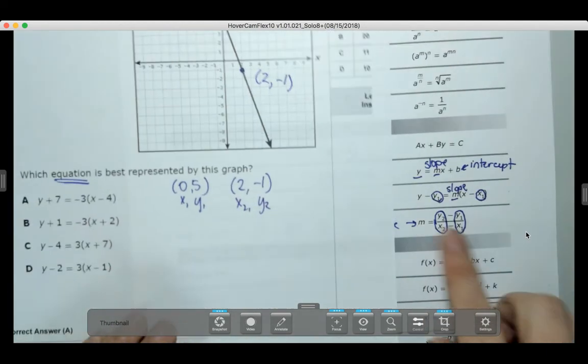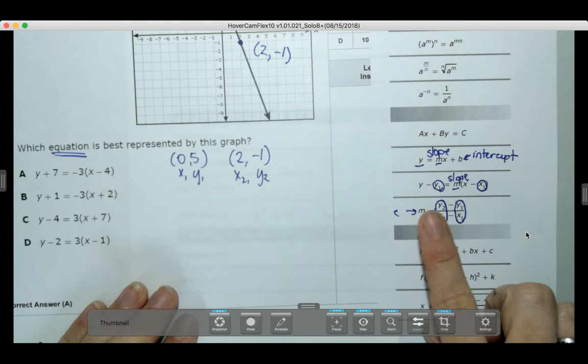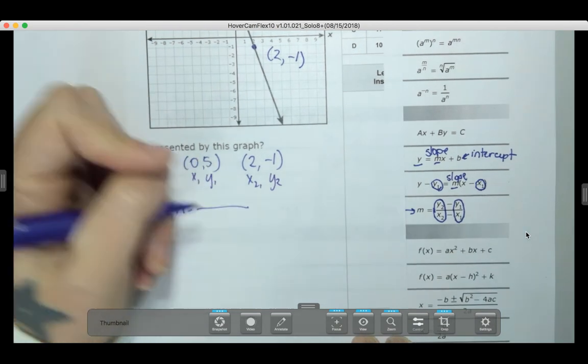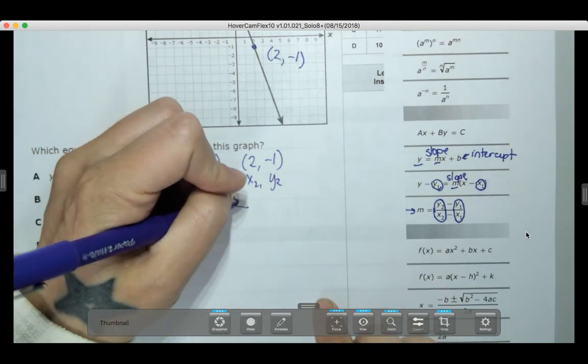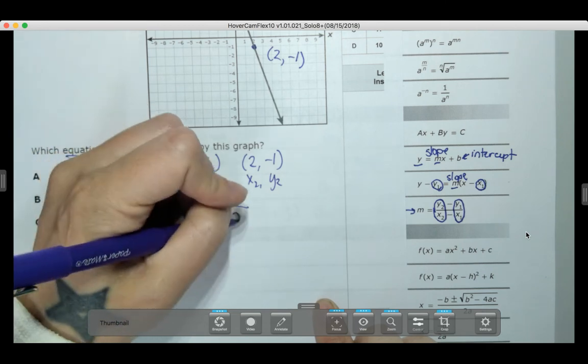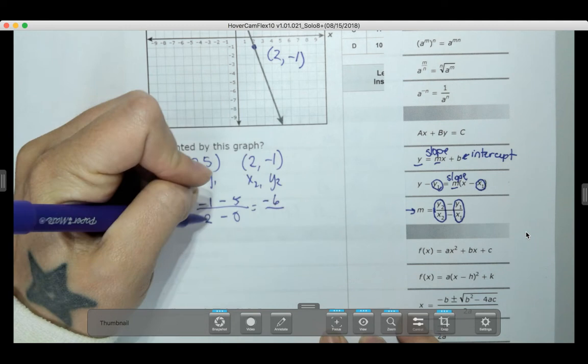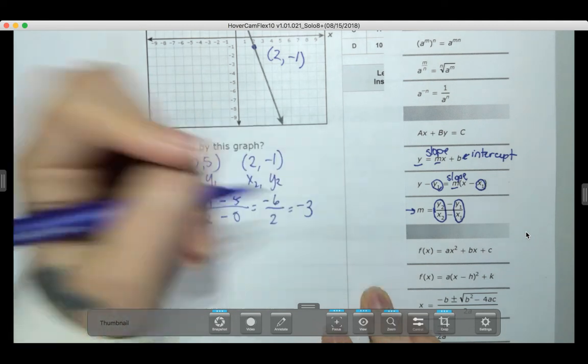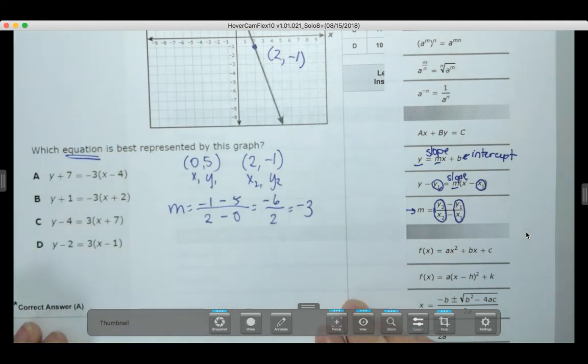Now I can use this slope formula over here, and I'm going to plug those in. m equals y2 minus y1 over x2 minus x1. It's going to give me -6 over 2, which is -3. I know my slope is -3.